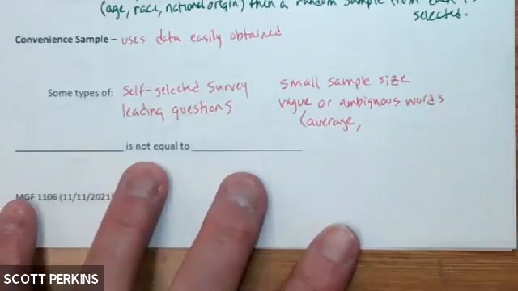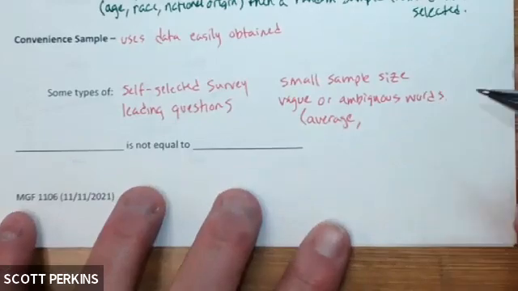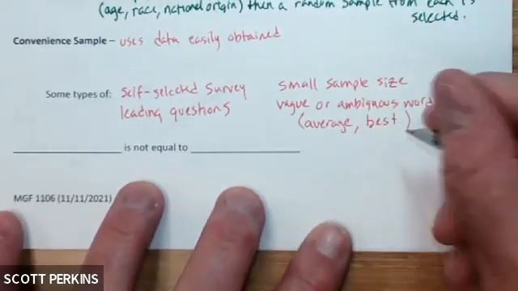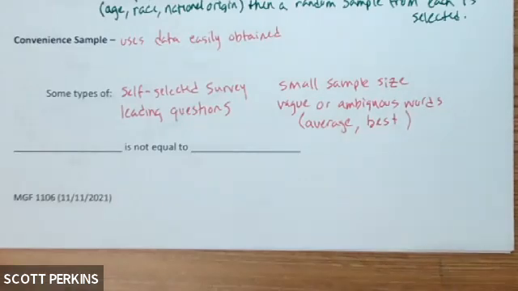Another one is just using words that are more opinions than anything, like the best or something like that, or worst. When you see those words, your red flag should go up that this is statistics being done poorly.